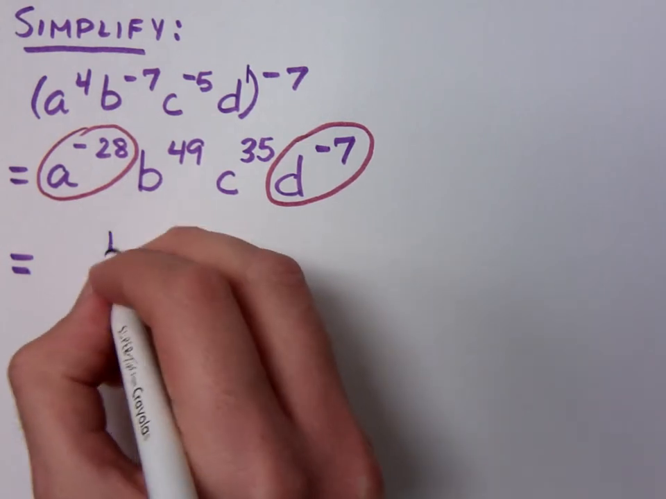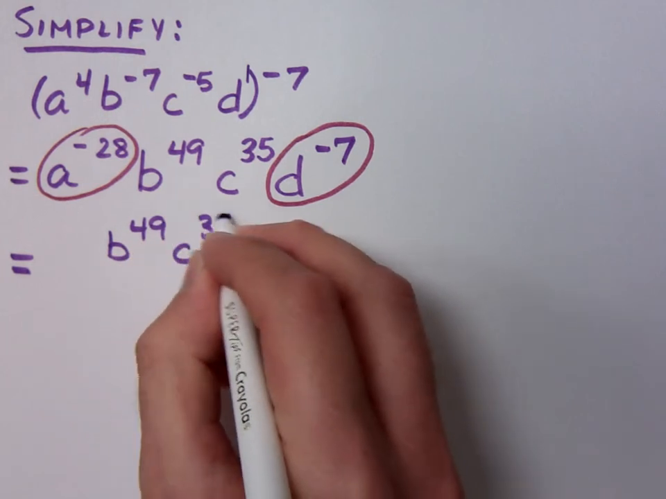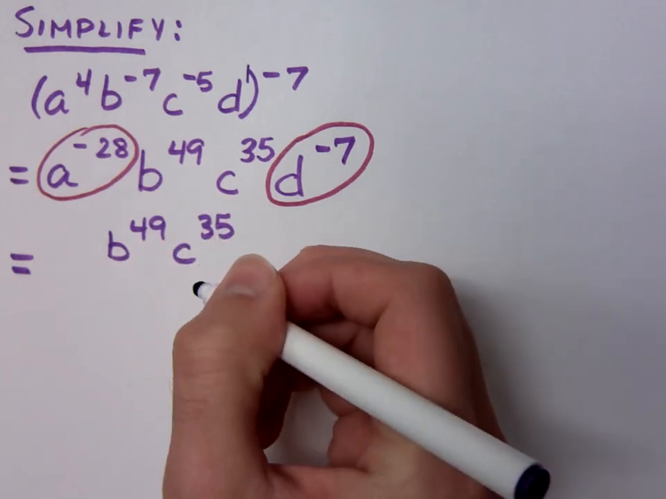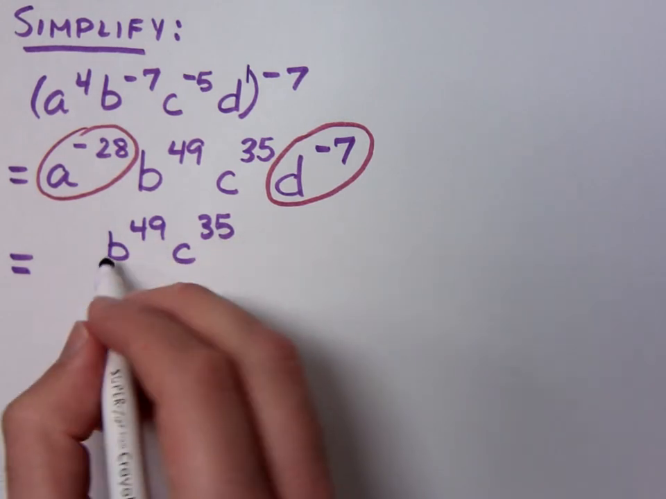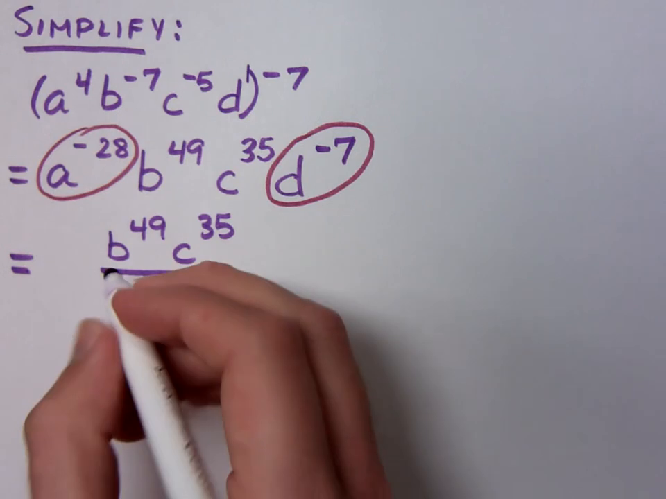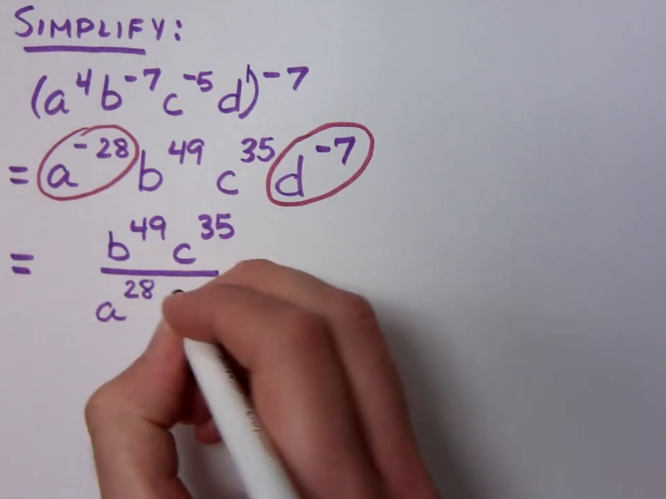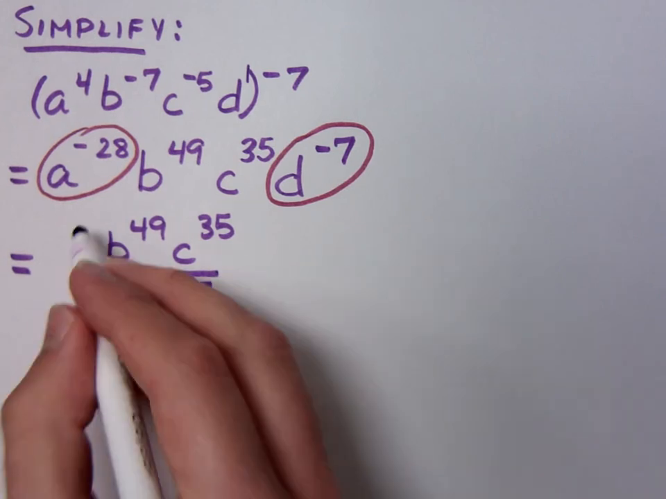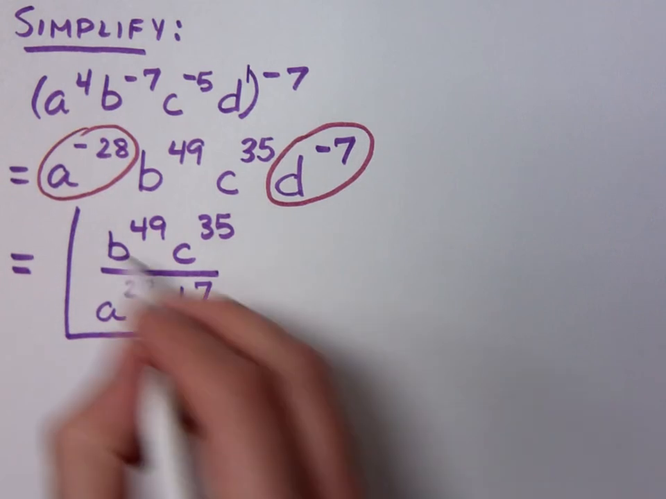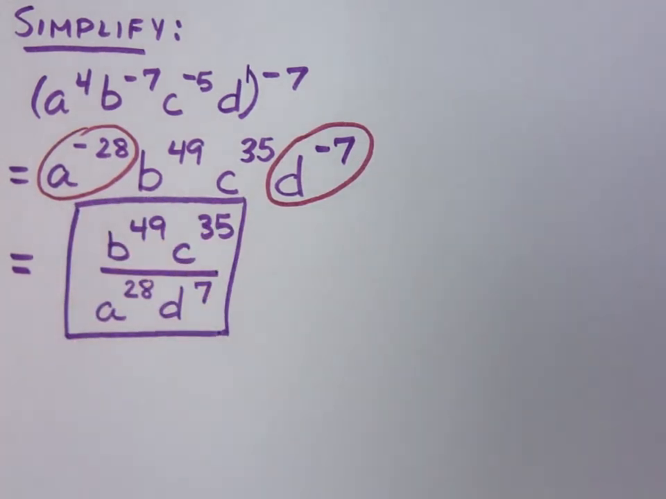So I'm going to keep B to the 49th and C to the 35th in the top. Is it because their variables are B and C? No, it's because their exponents are positive. Over what? A to the 28th and D to the 7th. And that's the answer? That's it. There's no more simplifying to do here. He's done.